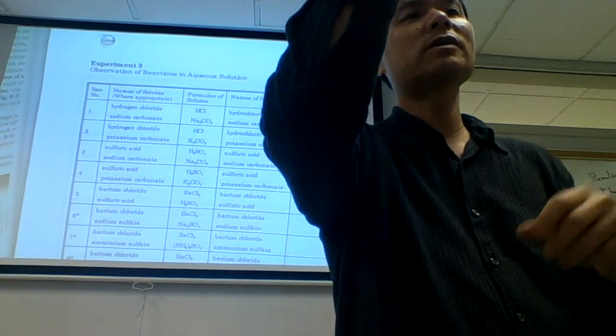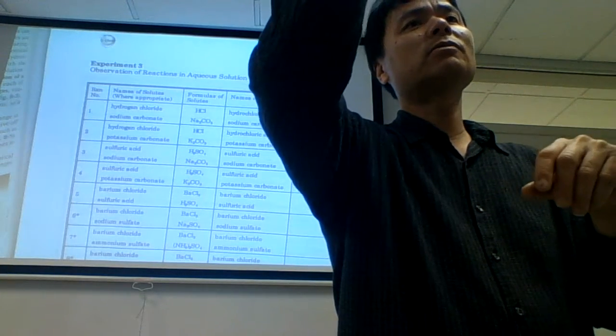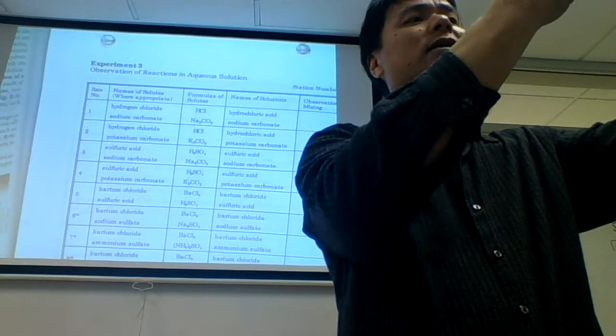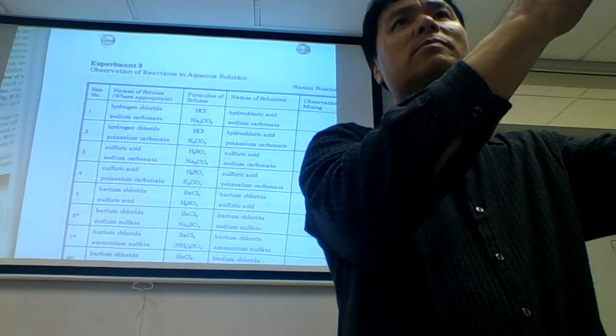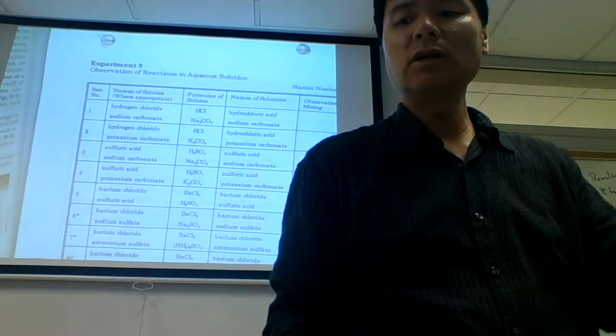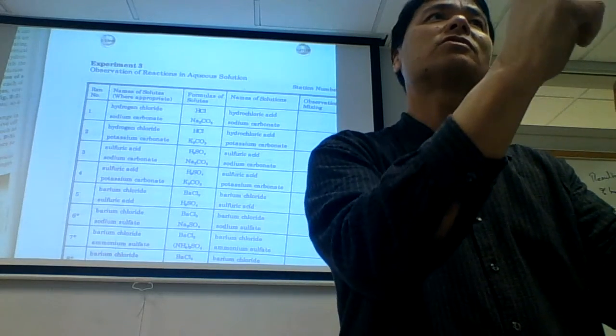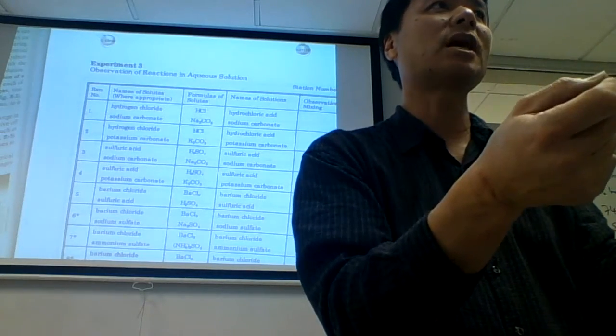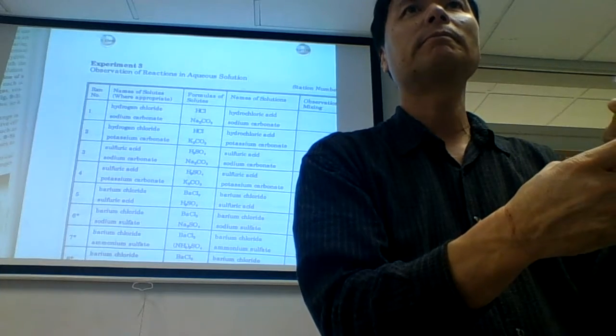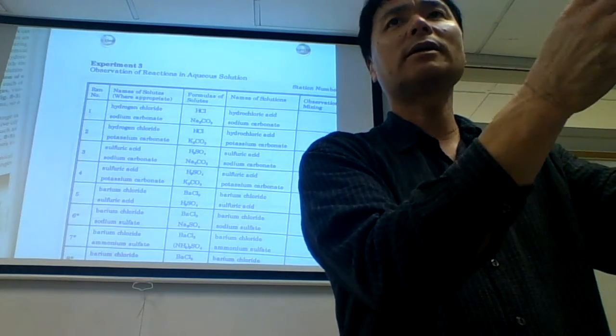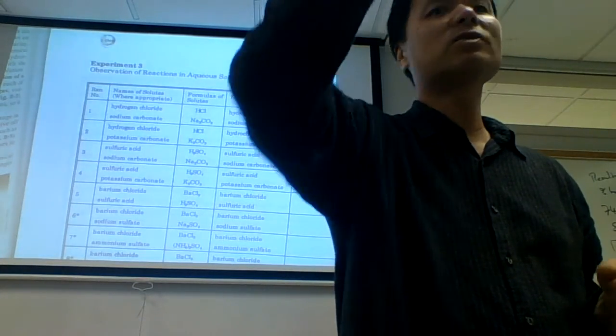And then observe this. When you mix it, you can either rotate it like this, or you can hit it like this to get it to mix. You want it to mix thoroughly. You don't want to use your stir rod. If you use your stir rod, you have to clean it each time, which takes too much time. So just try to mix it like this. Okay? And then just observe what happens.